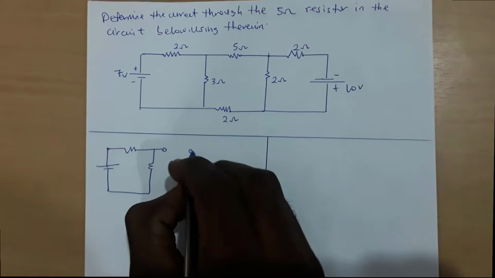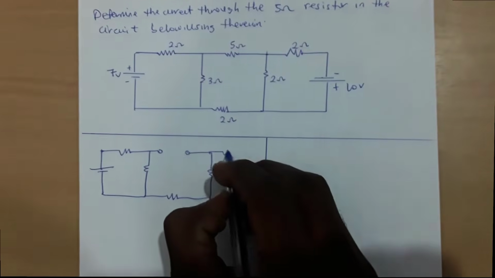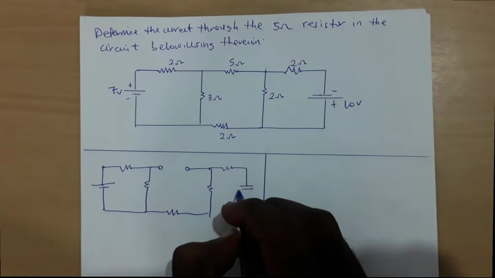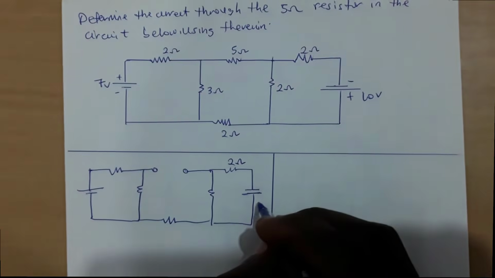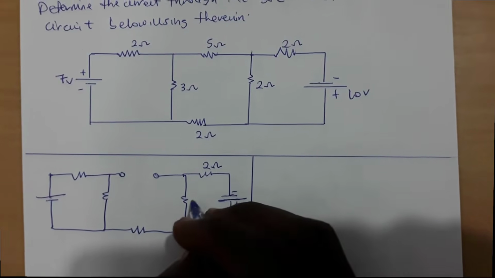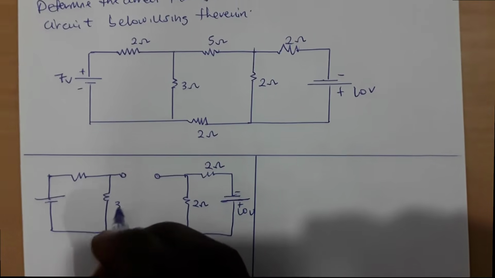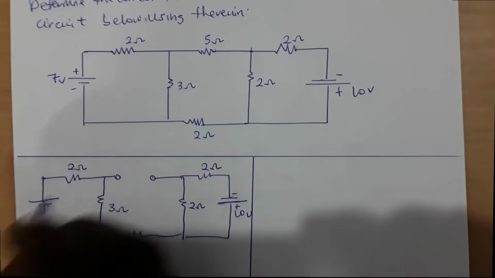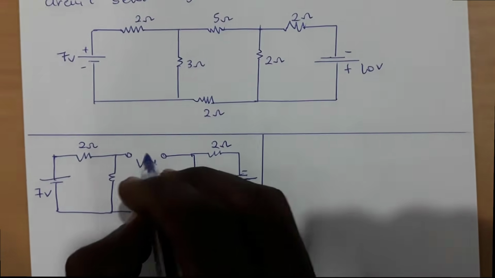You will remove it like this. This is our 2 ohm here, down here. This is our 10. So here's our 2 ohm. Here's our 10 volts. This is a positive, negative. This is also 2. We have 3 here. We have 2 ohm. We have 7 ohm here. Then we find our VTH.